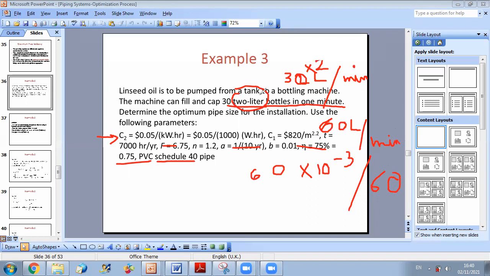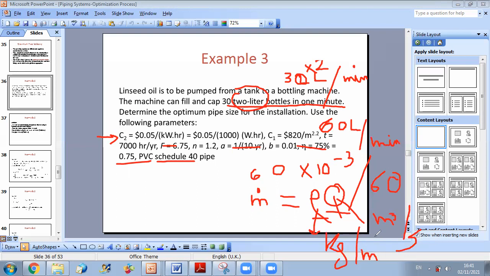Knowing the flow rate, one of the parameters needed in the equation is the mass flow rate. Mass flow rate is simply rho times Q. So I should multiply Q by the density, because the unit of Q is meter cube per second and the unit of rho is kilogram per meter cube. This will give me the unit of mass flow rate, which is kilogram per second. So now I can compute the value of m dot from this information.